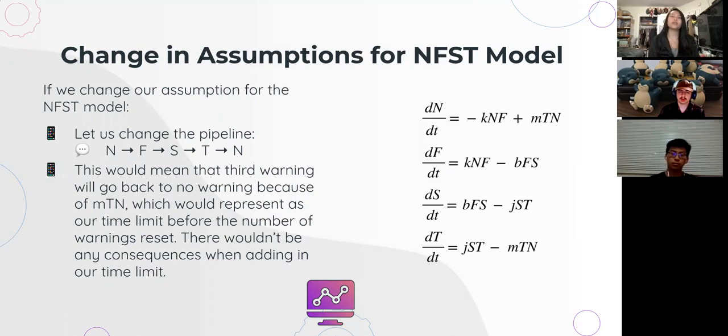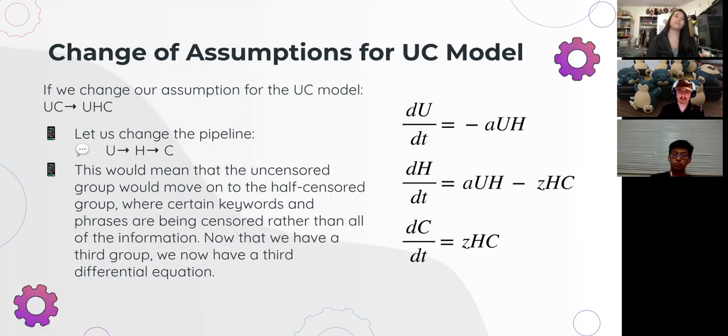So in our equations, we added and subtracted a new term called mTN because the two groups now need to interact due to our new pipeline. For dN/dt, we added the term mTN because people from dT/dt are moving on to this group. At the same time, for dT/dt, we are subtracting mTN because people are leaving that group.